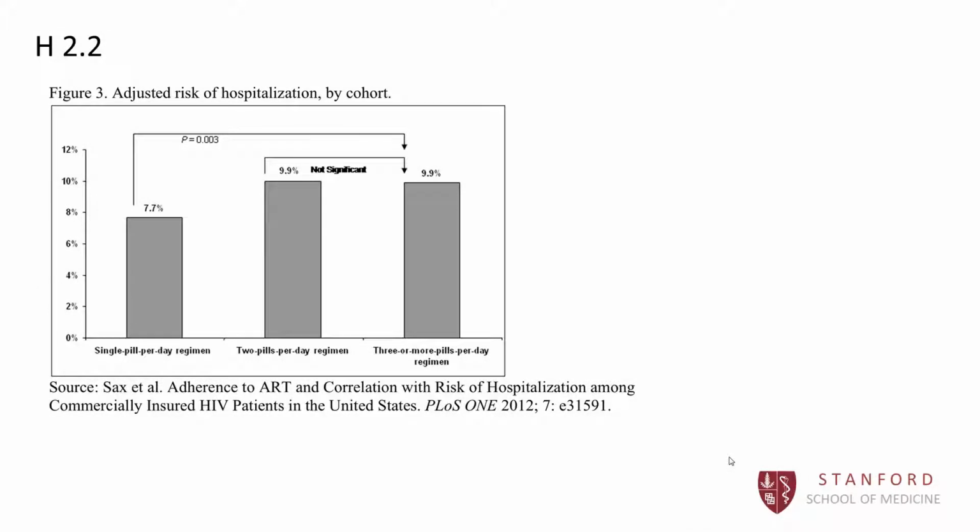So moving on to the next question, we're again presented with this figure. Let's take a look at this. So there are 3 categories here: a single pill per day regimen, a 2 pill per day regimen, and a 3 or more pill per day regimen. And these are adjusted risks of hospitalization by each cohort.